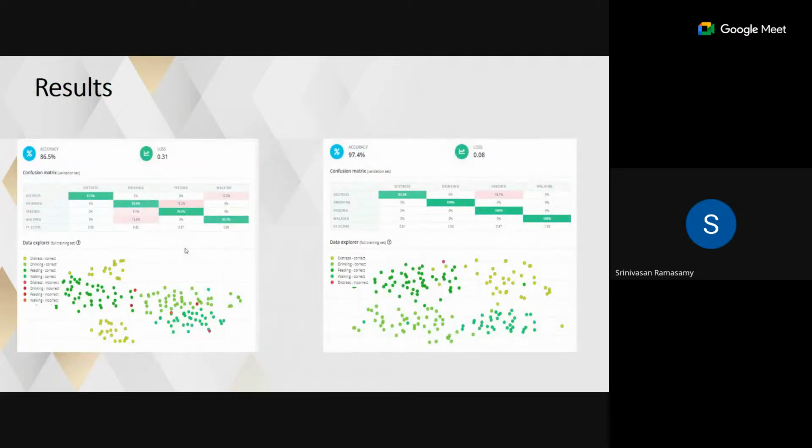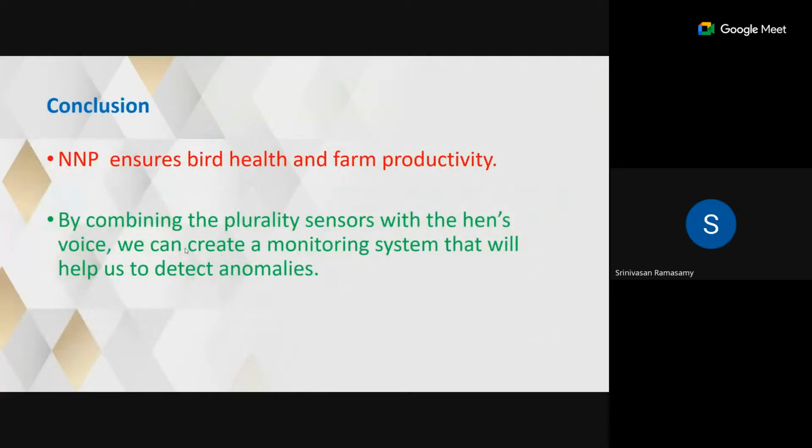For the result that we have got, the photo on the left represents the unfiltered result, which gave 86.5% accuracy. And the one on the right is the result after we filtered. And finally, Abdul Aziz will continue.